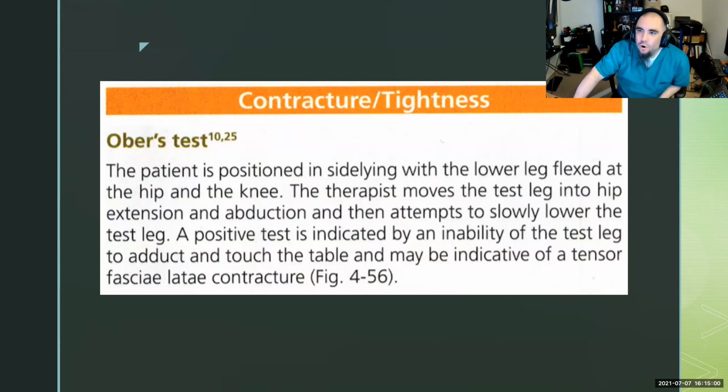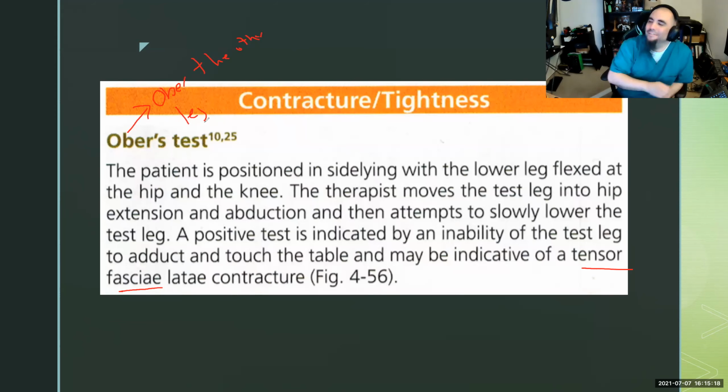The way I remember the Ober test is for TFL tightness. I always say that in order to do the Ober test, you've got to throw the leg over the other leg. Get it over the other leg. You're going to throw it up and drop it over.